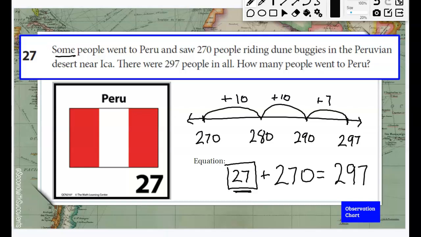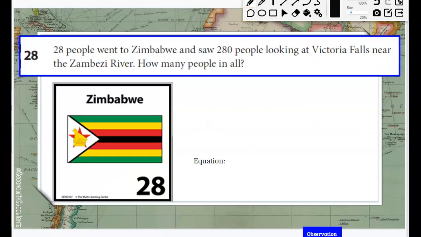Now let's have a look at the very last problem for the last day in February. You will solve this problem on your own and show your teacher in Seesaw. I will read this twice for you now. 28 people went to Zimbabwe and saw 280 people looking at Victoria Falls near the Zambezi River. How many people in all? Think about your equation for this second read.